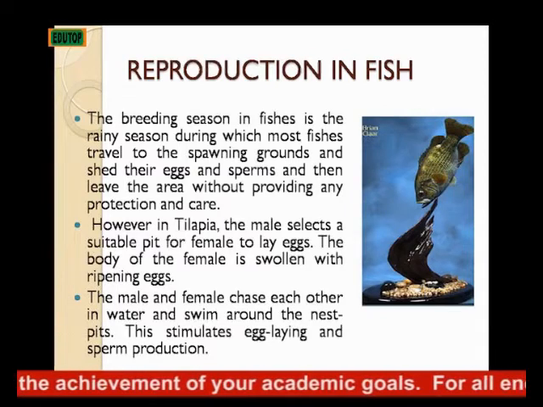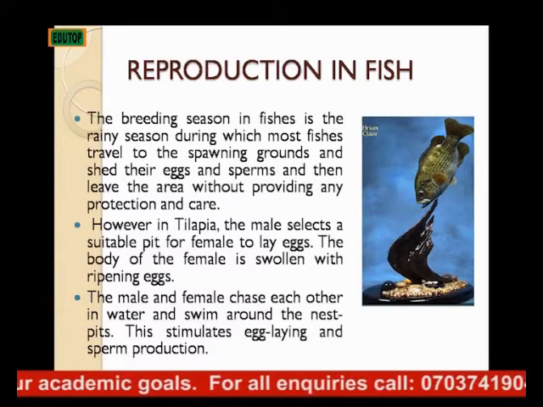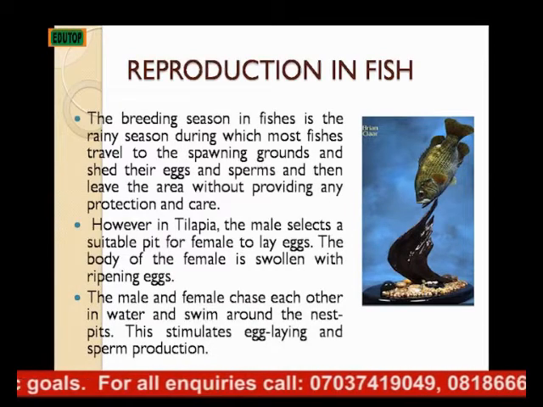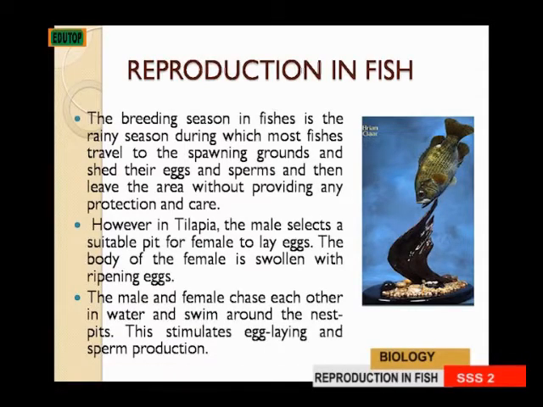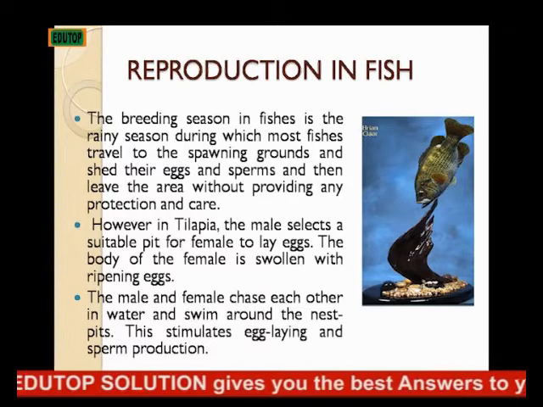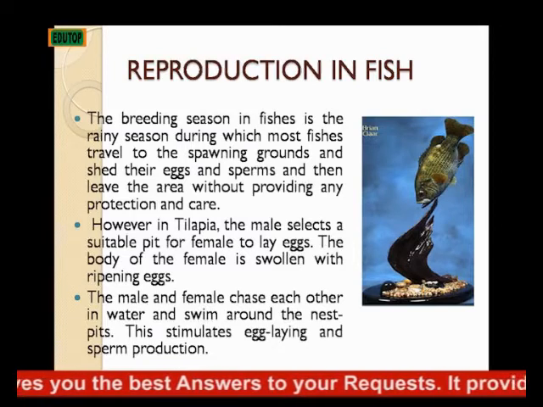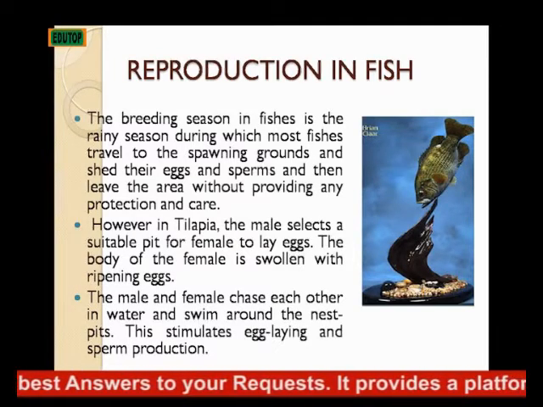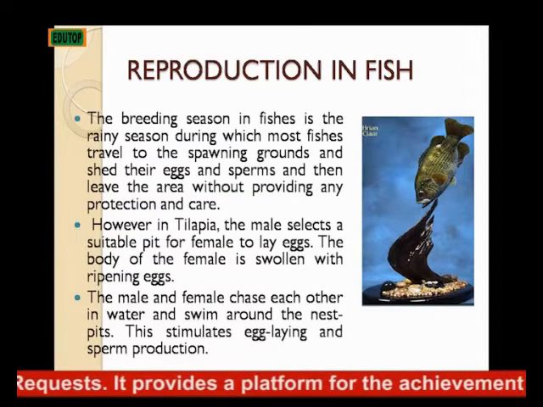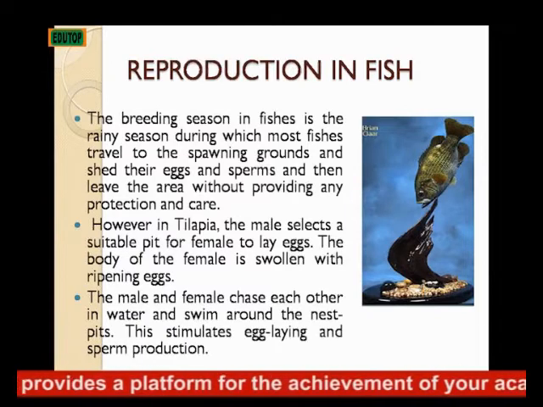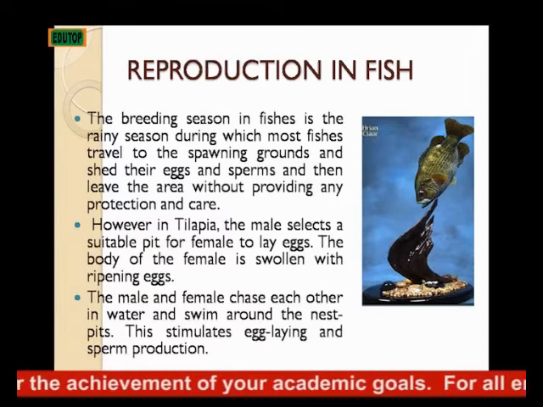So the fishes during the rainy season travel into the spawning grounds and shed their eggs and sperms there without looking back. However, in tilapia, the male selects a suitable pit for the female to lay her eggs. So the male digs a hole for the female to lay her eggs. Then the body of the female is swollen with ripening eggs. The male and the female chase each other in water and swim around the nest pit. This stimulates egg laying and sperm production.